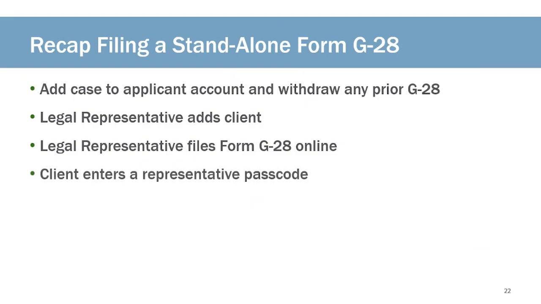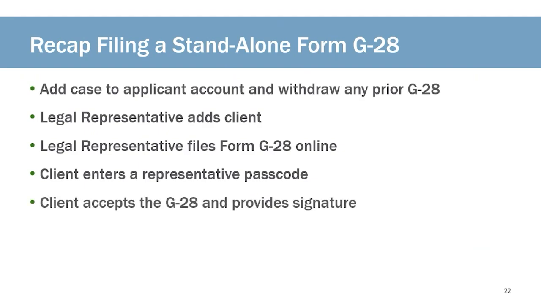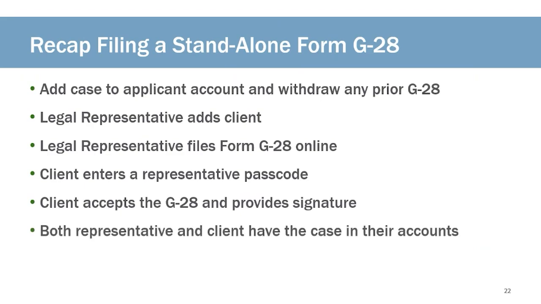The legal representative gives the one-time passcode to the client, who logs into their own account and selects Enter a representative passcode. The client reviews the G28, and if everything is correct, they accept it and they sign the electronic signature pages. They finish up by choosing Submit at the end of those screens. The process is now complete, and the client and representative both have access to their case in their online account.